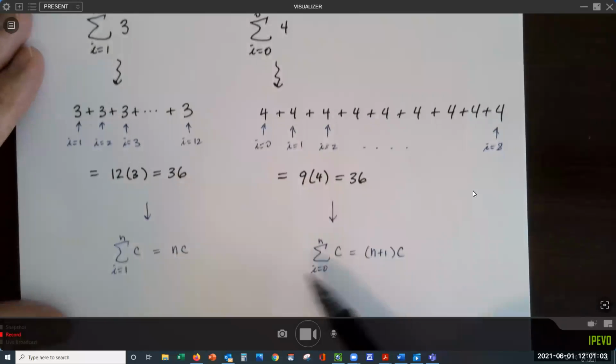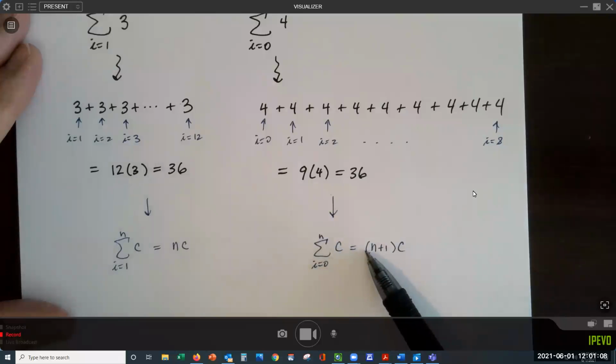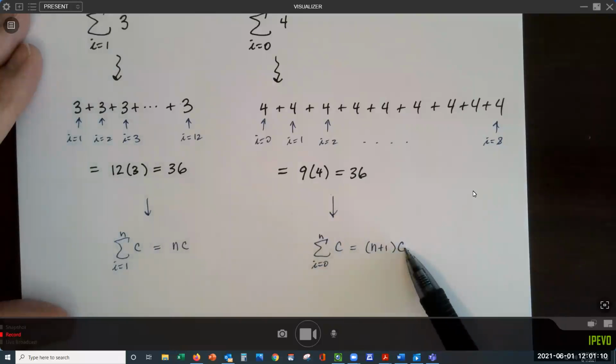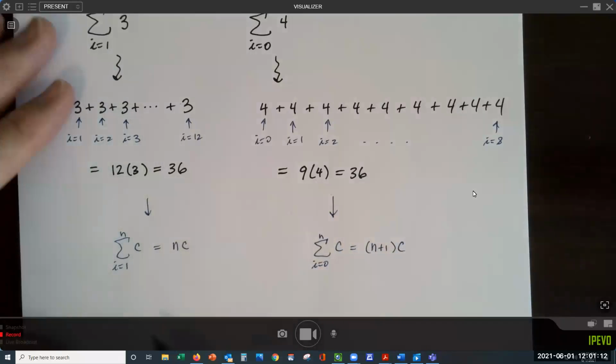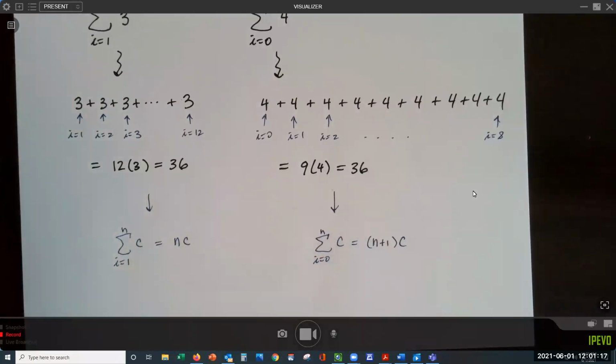So I get 36. And so in general, this is saying if you're starting from 0 to n, it's going to be 1 more than n times the constant, because you got that i equals 0. So if you change the starting point for the index, that's going to change the way these sums work.